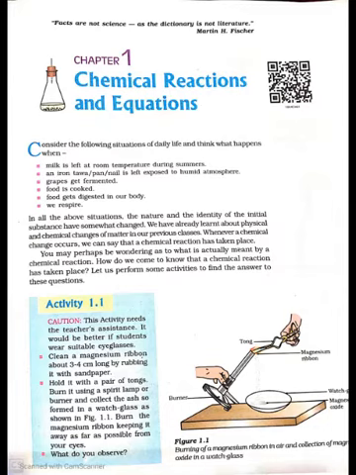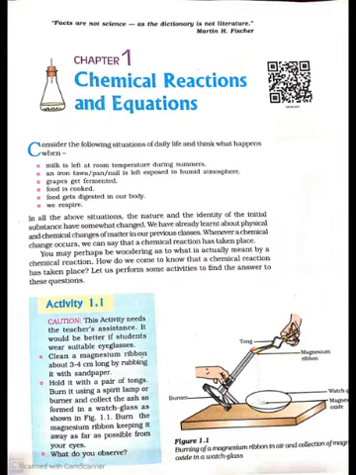In figure 1.6, electrolysis of water is shown. Activity 1.8. Take about 2 grams of silver chloride in a china dish. What is its color? Place this china dish in sunlight for some time, as shown in figure 1.7. Observe the color of the silver chloride after some time.